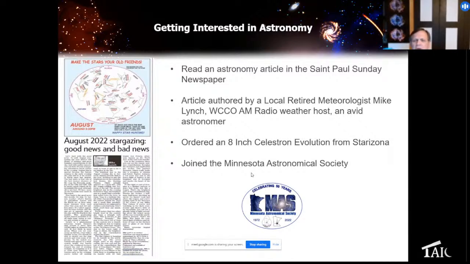There was another small telescope shop in the northern suburbs called Radio City. I went out and took a look at those telescopes. It was also a ham radio shop, hence the name Radio City, and they had a small section of telescopes, but I decided I wanted support in the long run, so I went with Starzona out of Tucson, Arizona, and then I joined the Minnesota Astronomical Society.